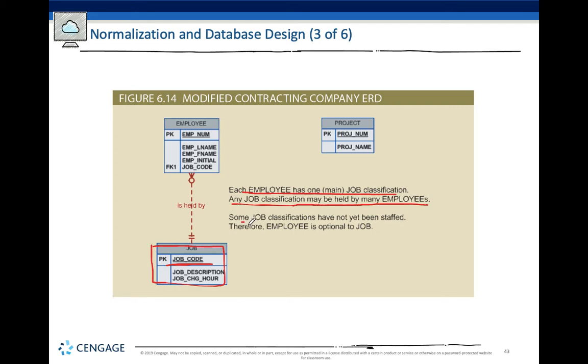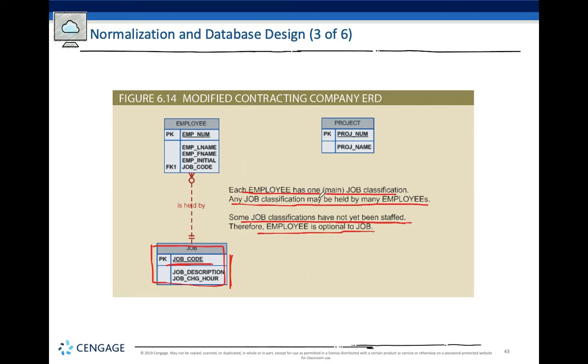So notice that some job classifications have not yet been staffed. Therefore, employee is optional to job. That's why we have this circle here. A job needs to be held by 0 to many employees. In other words, there can be job codes, descriptions and hours here in the job table that don't have any corresponding records in the employee table, because they have not yet been staffed.